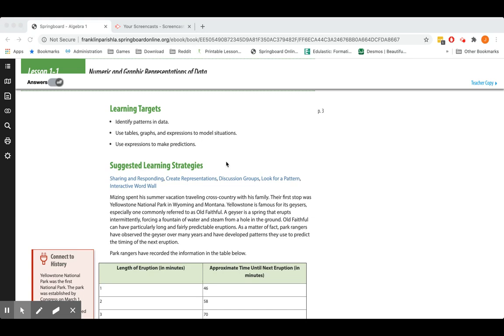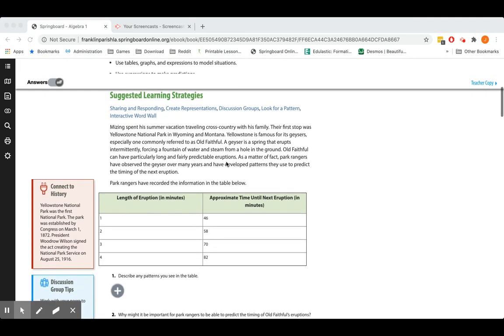We also want to be able to use expressions to make predictions. So if we can write down what's happening in a mathematical way, we can then use that to predict what will happen in another situation that may occur later on or has already occurred.